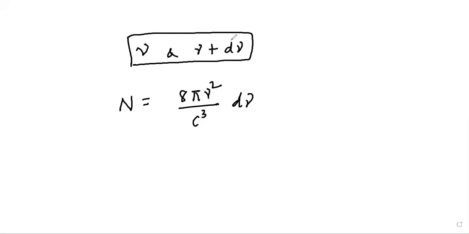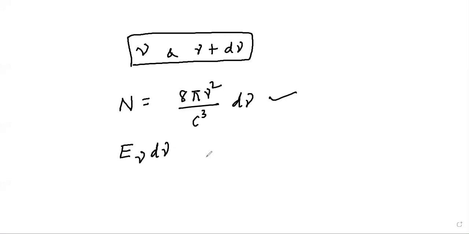Okay, or a frequency range of d nu. So in that frequency range d nu, the number of oscillators per unit volume present is given by 8 pi nu square by c cube d nu, right? So the average radiant energy per unit volume in that frequency range d nu can be written as, suppose I will write it as E nu d nu.